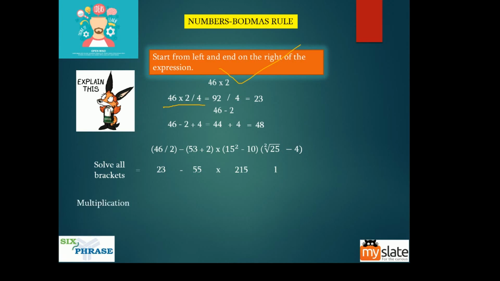So what you guys do is you do the multiplication. So what is it? It is 55 into 215. Now guys, you get 11825. Finally you get 11802. So this is how you solve it. Okay, so we'll soon see more problems so you will understand it.